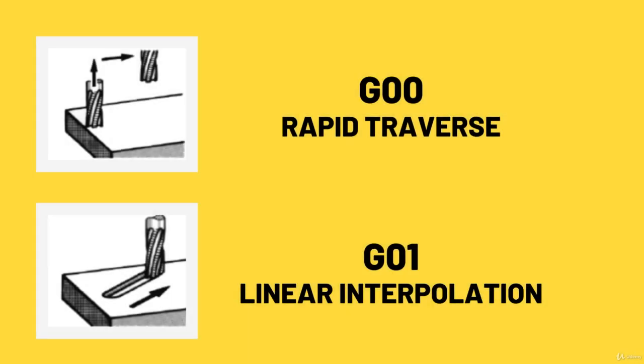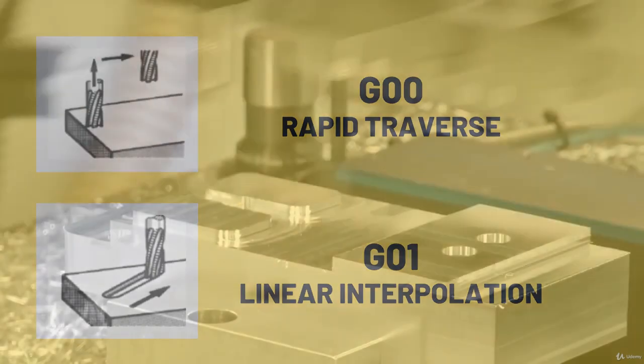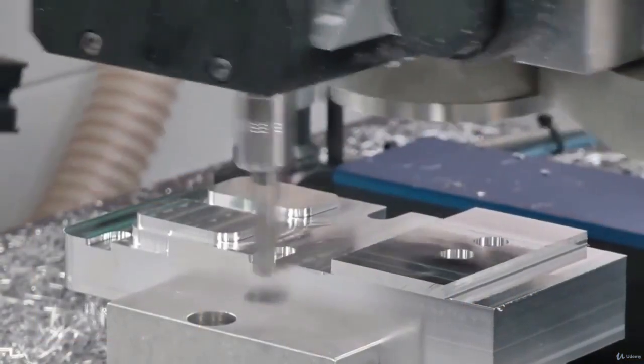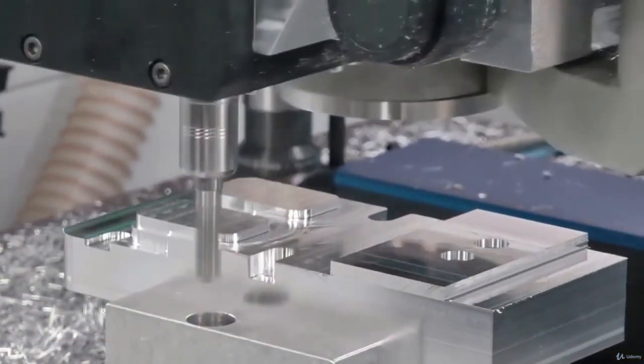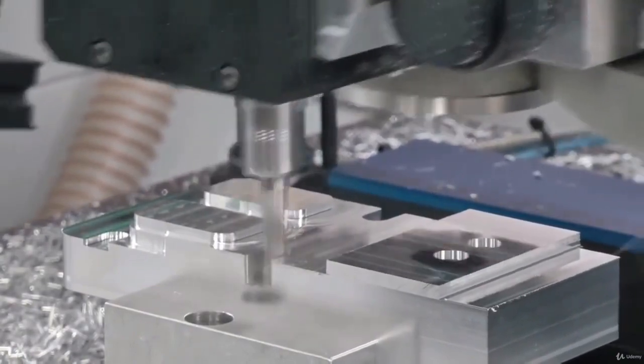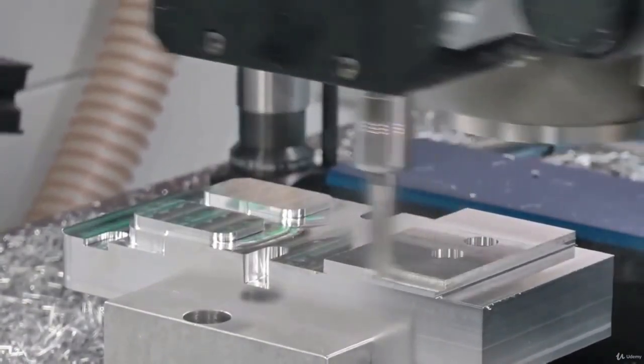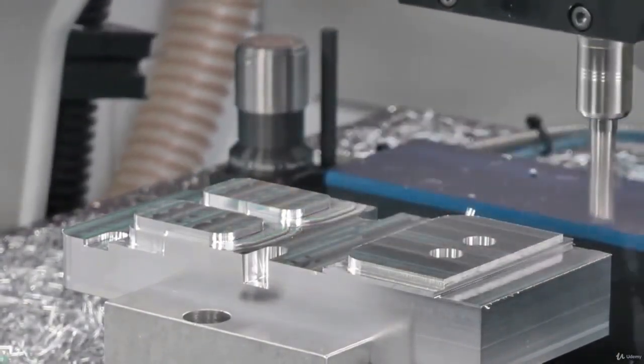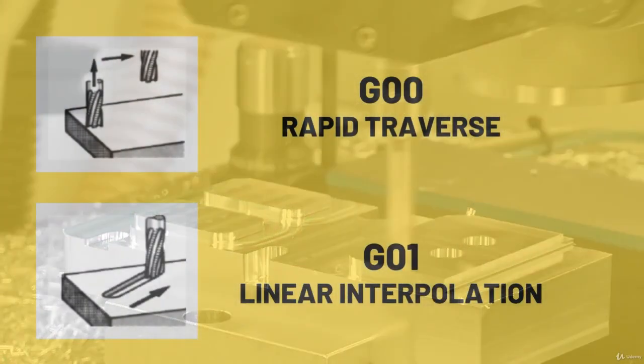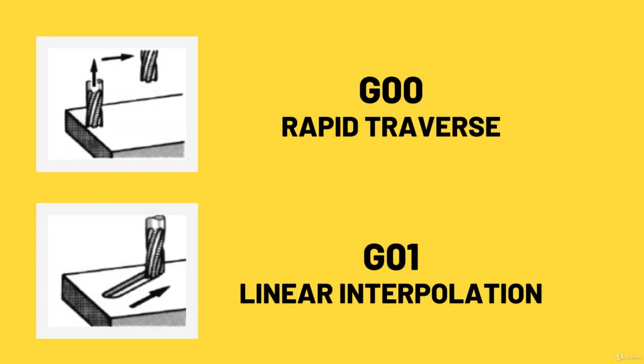A G00 code rapidly positions the cutting tool, while it is above the workpiece, from one point to another point on a job. This is what we call, in terms of CNC machines, rapid traverse movement. The G01, G02, and G03 codes move the axis at a controlled feed rate.